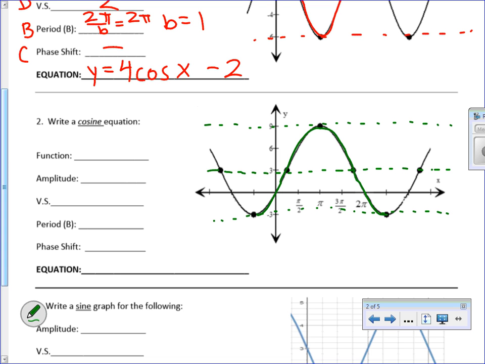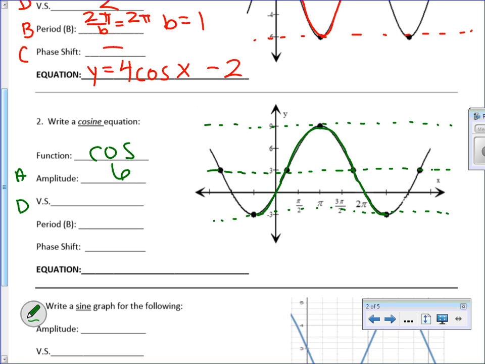So when it says function, you write cosine because they told us. How are you going to get your amplitude? Count how far the maximum is from the middle. Okay, that's going to be your amplitude. My amplitude, how far did I have to go? 6. Okay, it should be the same for the minimum as well. How far did you have to go to get from 3 to -3? 6 spaces.